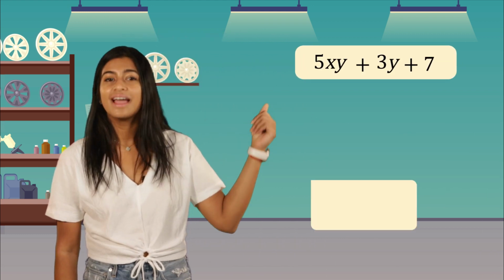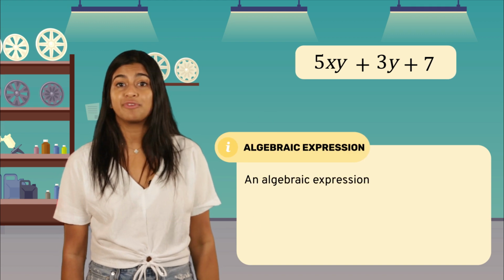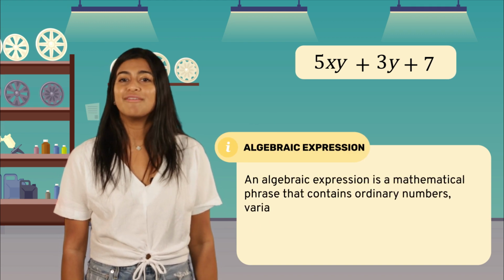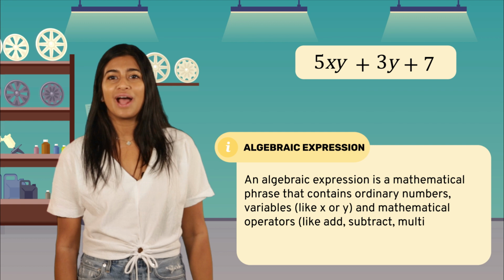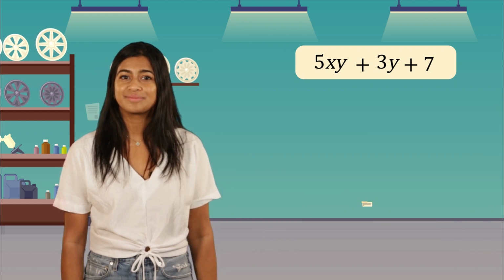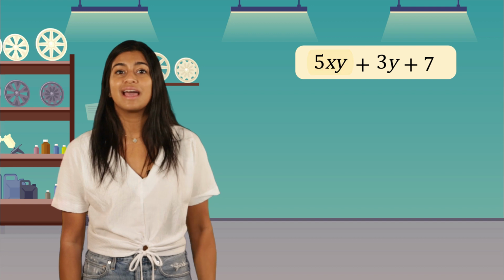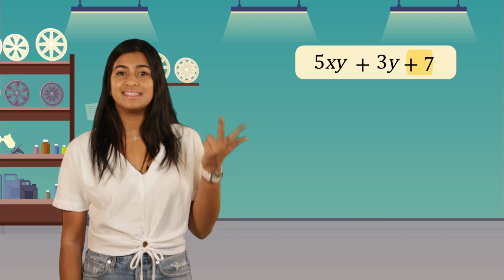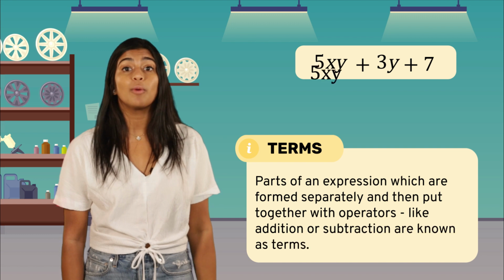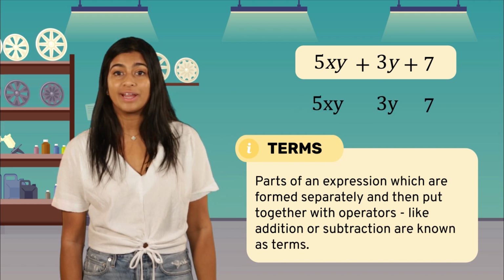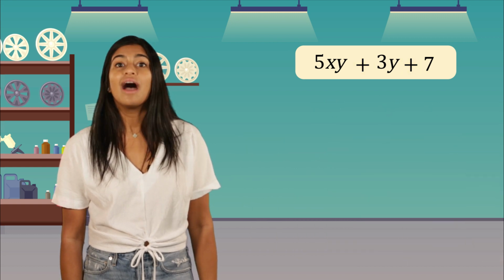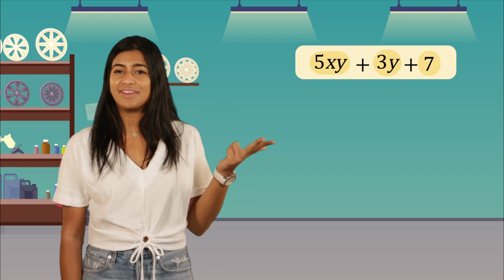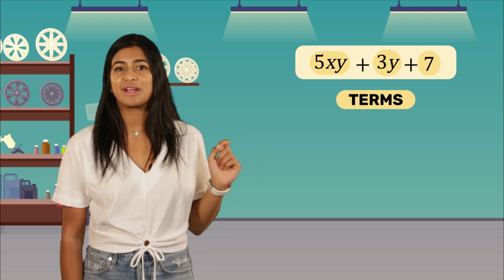Let's see how. Here's an algebraic expression. An algebraic expression is a mathematical phrase that contains ordinary numbers, variables like x or y, and mathematical operators like add, subtract, multiply, or divide. This expression consists of three parts: 5xy, 3y, and 7. Parts of an expression which are formed separately and then put together with operators like addition or subtraction are known as terms. So, 5xy, 3y, and 7 are the terms of this expression.